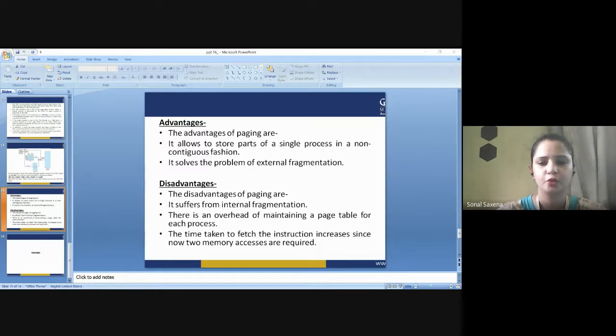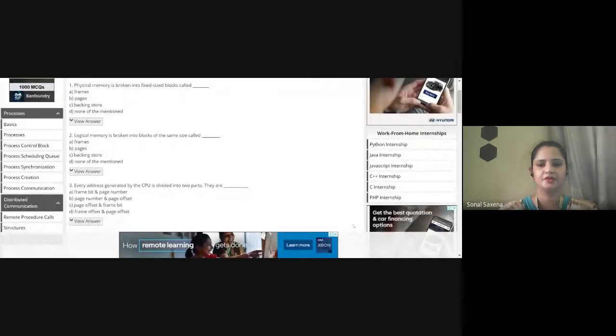So I'm going to quickly share the MCQs with you. Please test yourself to see whatever you have learned in this paging scheme. So these are the question sets.